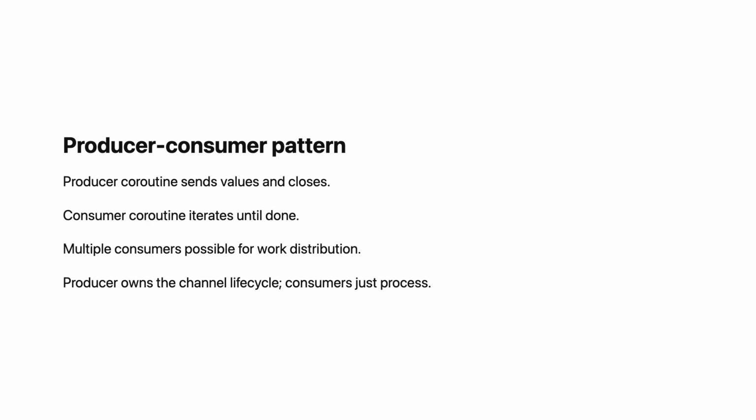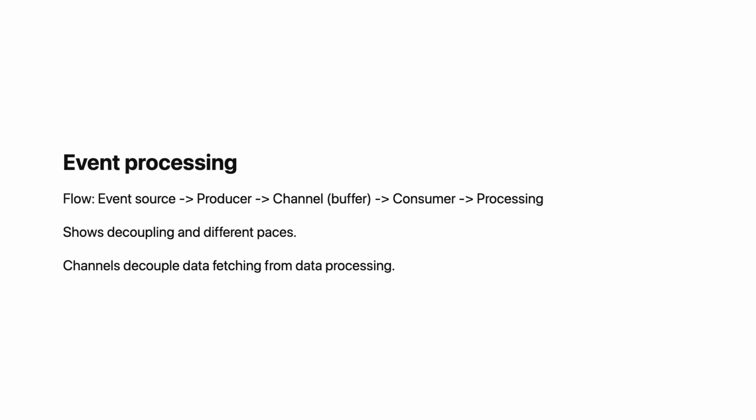A common pattern, one coroutine produces, another consumes. Launch a coroutine that sends values, then closes the channel. The producer owns the channel. It creates values, sends them, and signals completion by closing. The consumer iterates over the channel. It processes each value until the channel closes. This pattern is clean and safe. The producer controls the lifecycle. The consumer just processes. Multiple consumers can receive from one channel. Each value goes to one consumer.